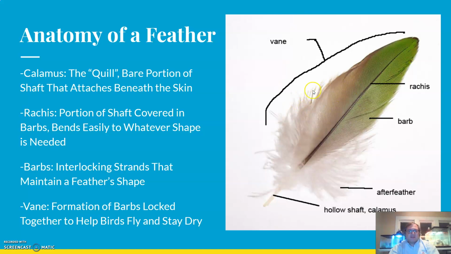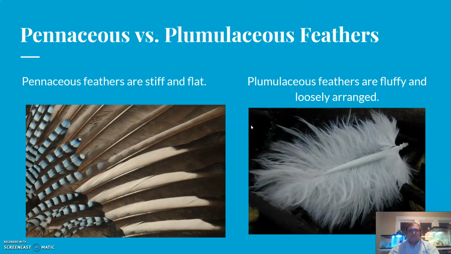There's little interlocking strands that help maintain a feather's shape. Again, they kind of lock together in little crisscrossing pieces. And then when we think about a formation of barbs that create an edge, that's what we mean by a vein. They're locked together to help a bird to stay dry. It does help repel rain and other sources of water, but it also helps them in flight, again, to help maintain that airfoil shape.